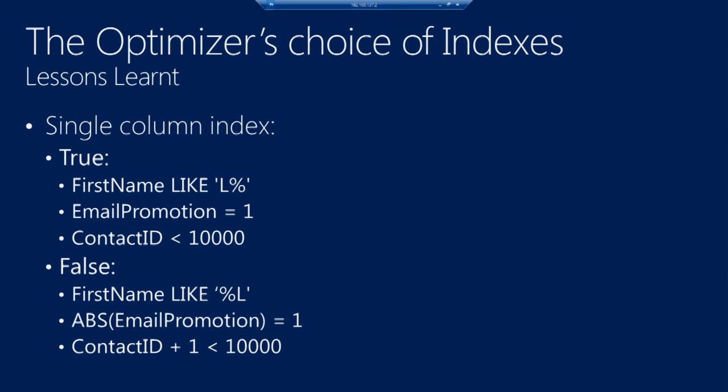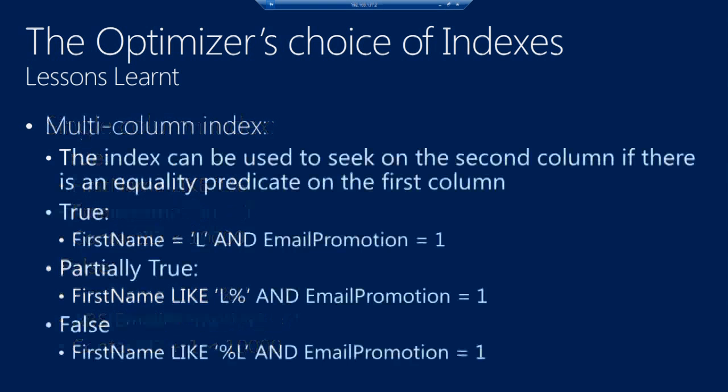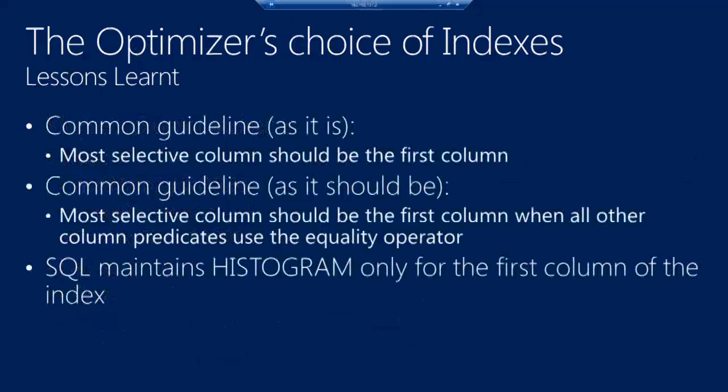Percentage L, or you apply a function like a date function or an absolute function on the column on which you want to seek, before the comparison. So you apply a function on the column before you compare with a predicate or a literal. That's the second one. You can't seek, you can only scan. And the third one, you're computing on the column, contact ID plus 1, before the comparison. So you can't seek on these 3 criteria, you can only scan. So the single column index is relatively straightforward, but yes, multi-column index is where it gets tricky. The short answer is yes, the index can seek on the second column if there is an equality predicate on the first column.